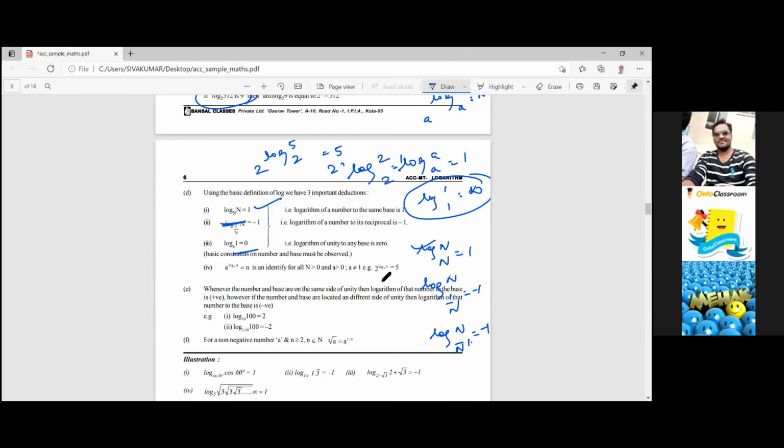Sir, can you give one example for that? Yeah, surely. Log 5 base 1 by 5. Log 5 base 1 by 5 means we can write 1 by 5 as 5 power minus 1. So this is in the base, so we can write 1 by minus 1, and we are writing log 5 base 5. So log 5 base 5, already we know log n base n will be 1.